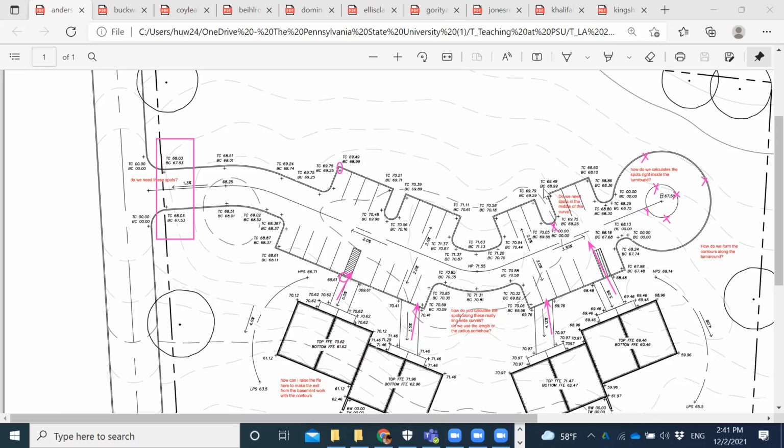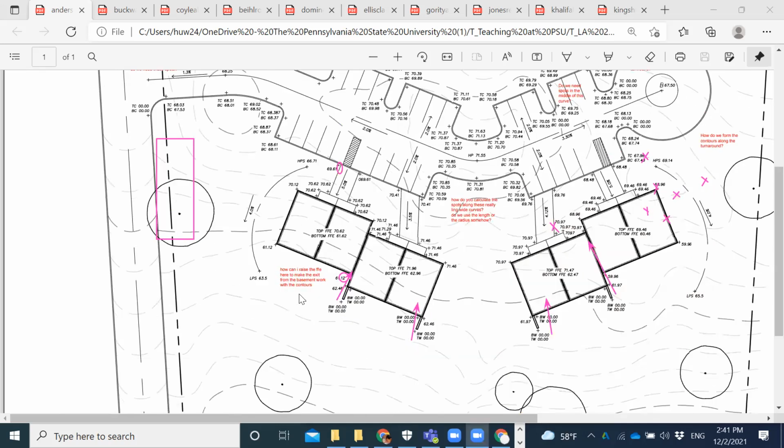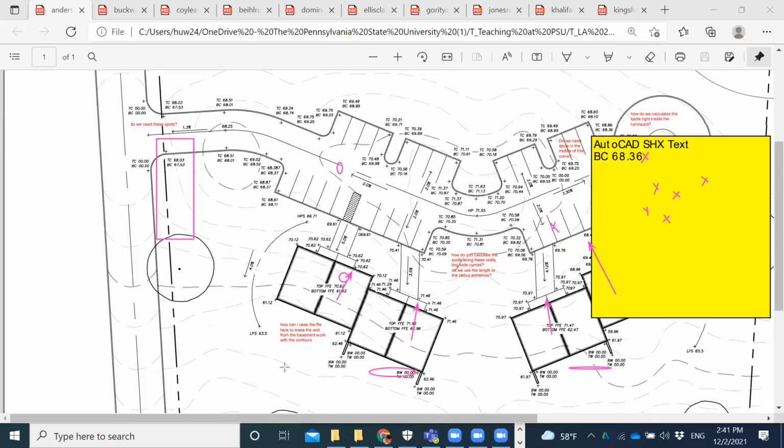So let's see. Based on that, how can I raise the FFE to make that work? Well, if you already have a walkout for these two, you don't necessarily have to adjust that one. If you have to adjust one, you can add a set of steps in front of the building to raise it up. So then you can have a walkout basement. But again, you don't necessarily have to.